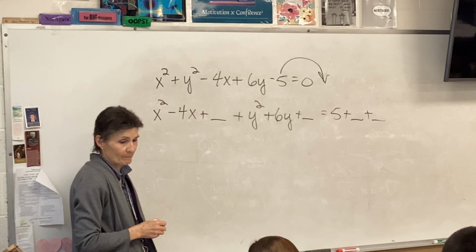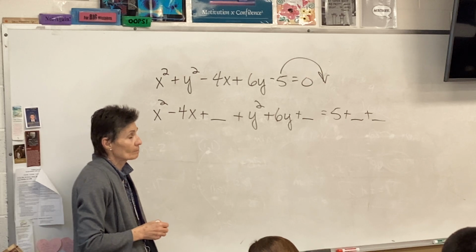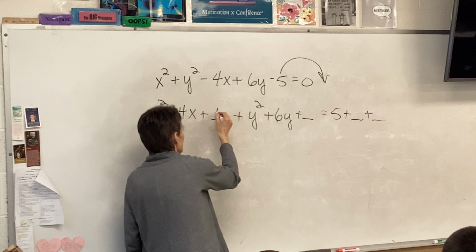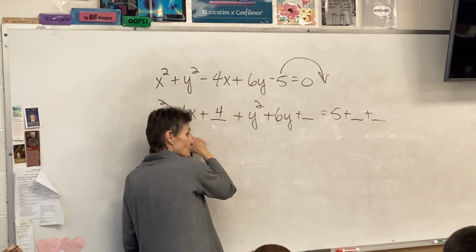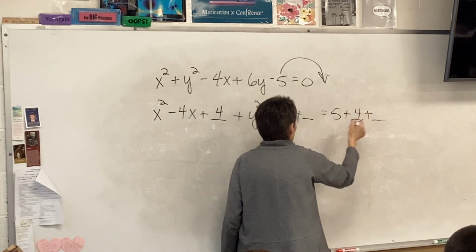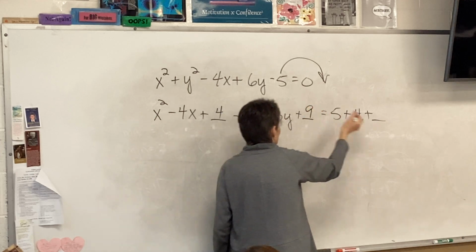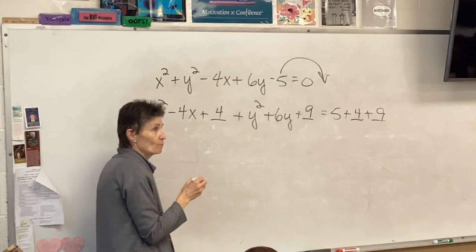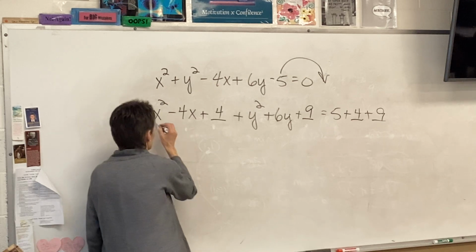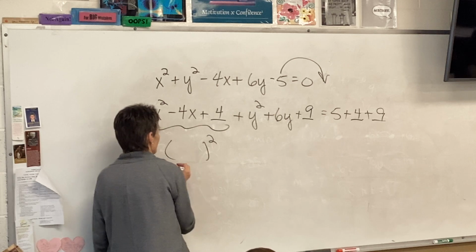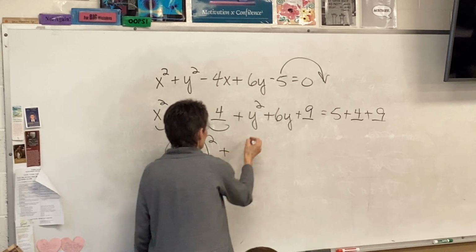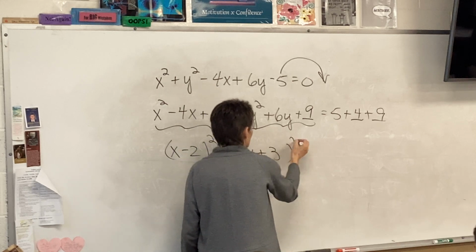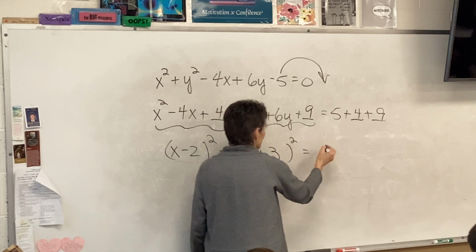Everybody good so far? All right, let's do it. What goes here? 4. Half of 4 squared. Half of 4 is 2. 2 squared is 4. What goes here? 9. Everybody keeping up? What do we got here? What parentheses? X minus 2. Perfect. What parentheses here? Y plus 3 squared. And 18.